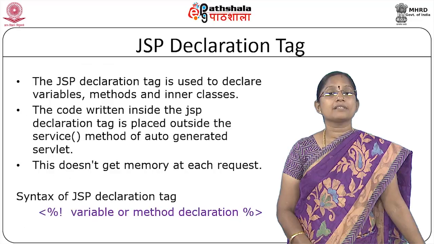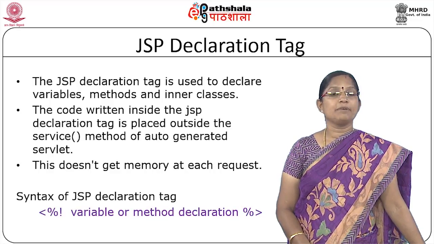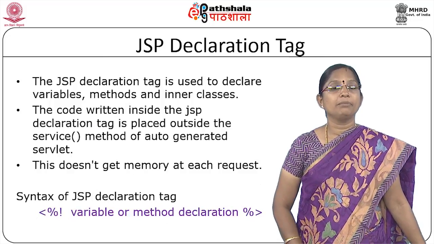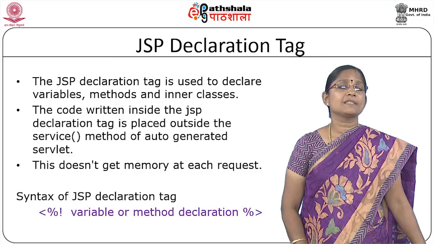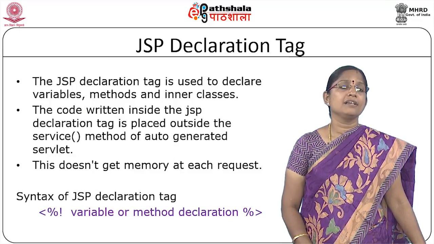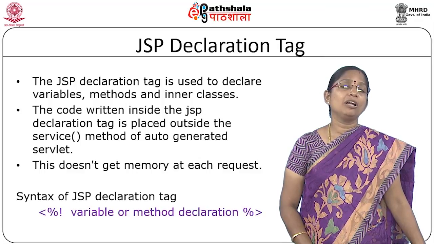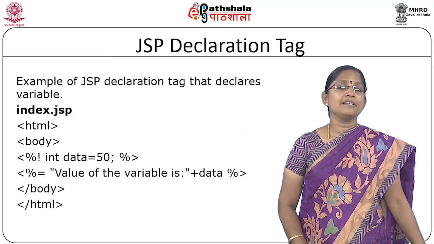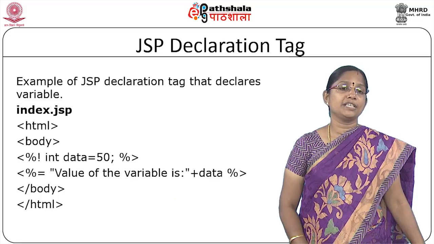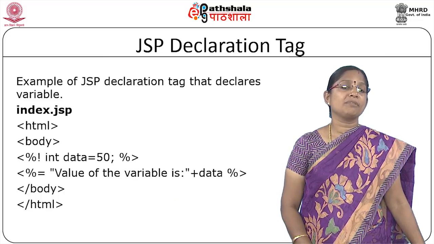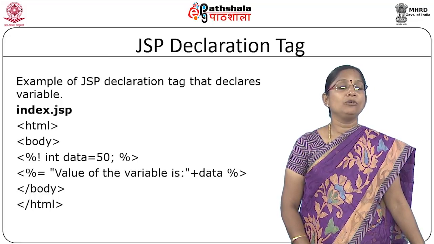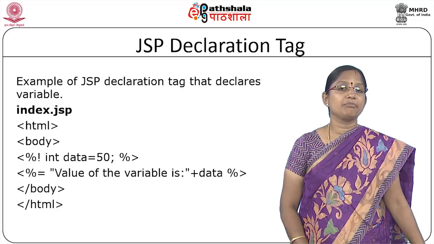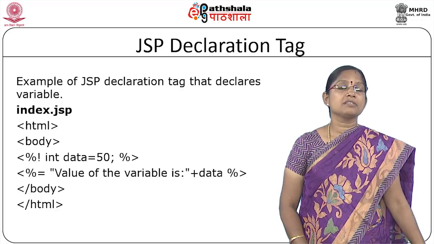The third one is called the declaration tag. The declaration tag starts with an exclamation mark. It's a variable or method declaration. The declaration tag is used to declare variables, methods and inner classes. The code written inside will be placed outside of the service method. Let us look through one example for this declaration tag. You can see that with an exclamation mark we are trying to declare data of integer type, and the value of it is going to be 50. In the subsequent statement it is printed. So this is the declaration tag.